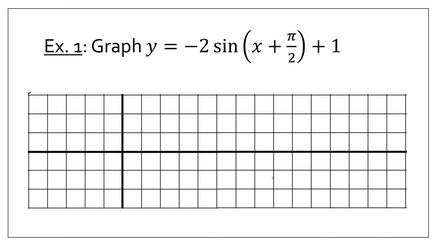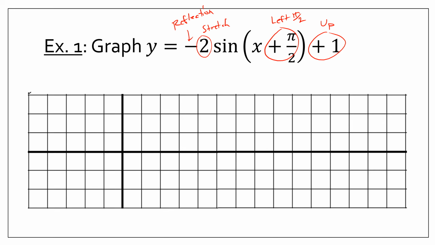There are a couple transformations that we're very familiar with. So we have an up 1, we have a left pi over 2, and we have this part of it, which would be a stretch by 2, and then this means there's also going to be a reflection. But remember, the way we graph that is just multiply all the y coordinates by -2.